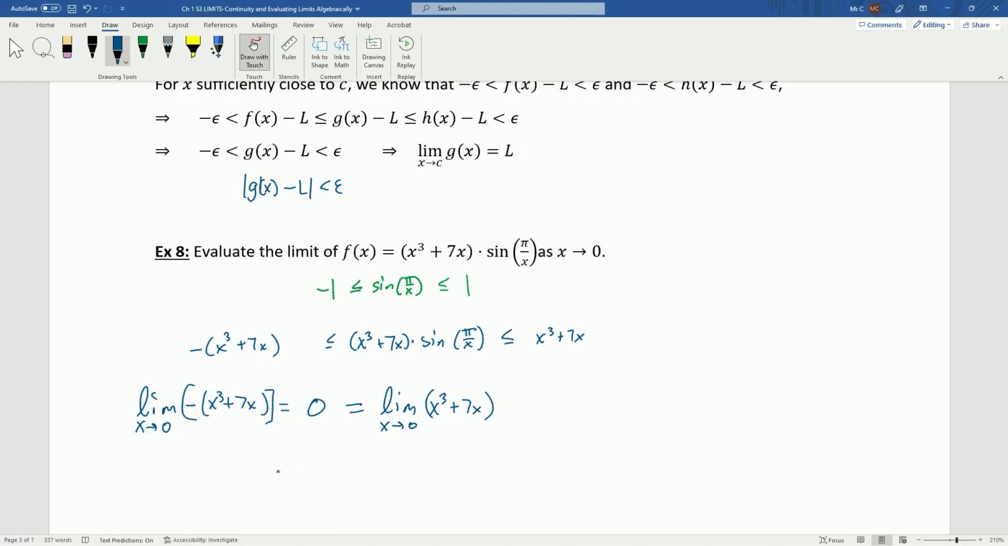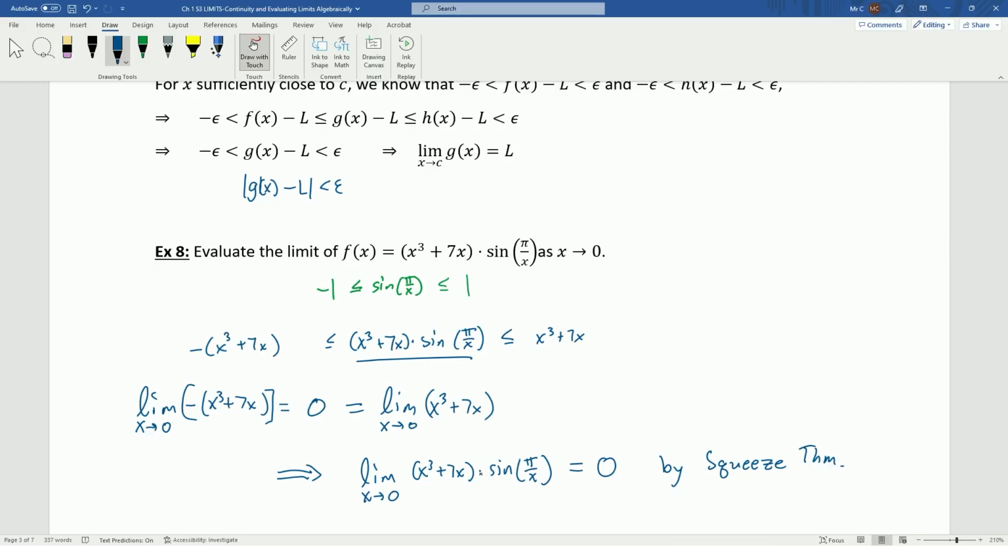Those limits are both 0, and that implies that the limit as x goes to 0 of my middle function here is also 0. And whenever we apply the squeeze theorem, we should cite it to make sure that whoever's reading our work knows we understood what we were doing and what we were applying. Okay, so yeah, that's it.